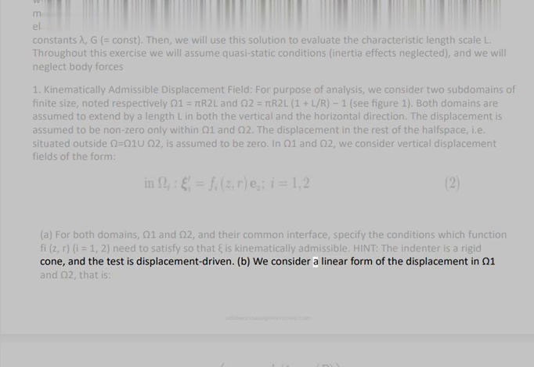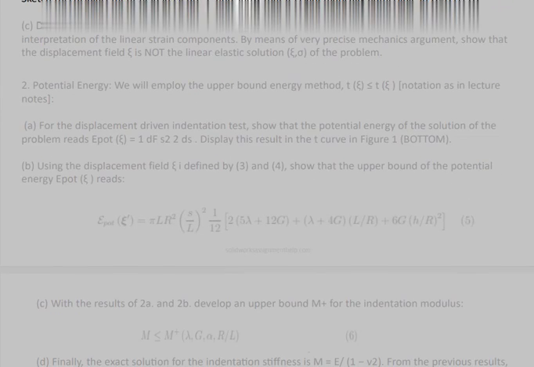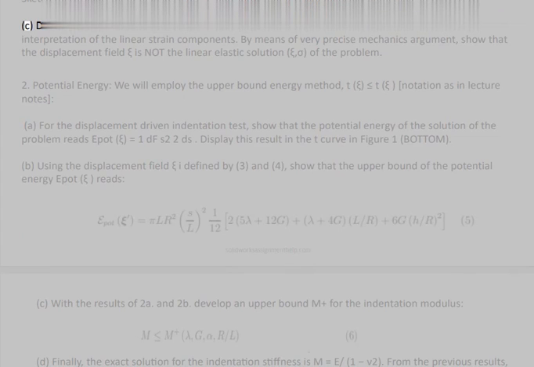B. We consider a linear form of the displacement in omega 1 and omega 2, as given. Sketch this displacement field in Figure 1, and show that it is kinematically admissible in omega equals omega 1 union omega 2. C. Determine the non-zero strain components in omega 1 and omega 2. Hint, go back to the geometrical interpretation of the linear strain components.